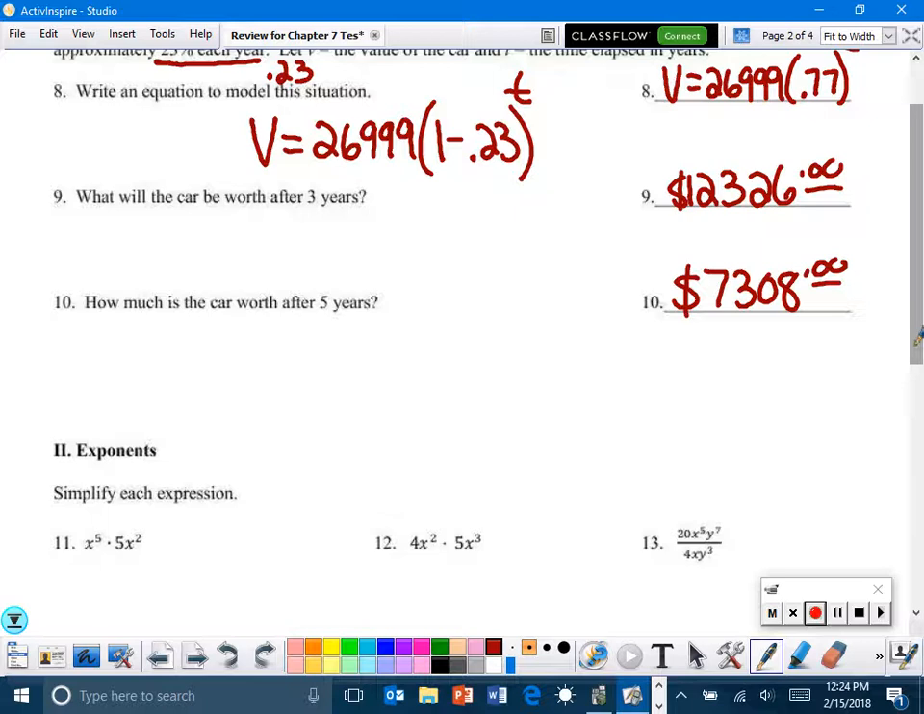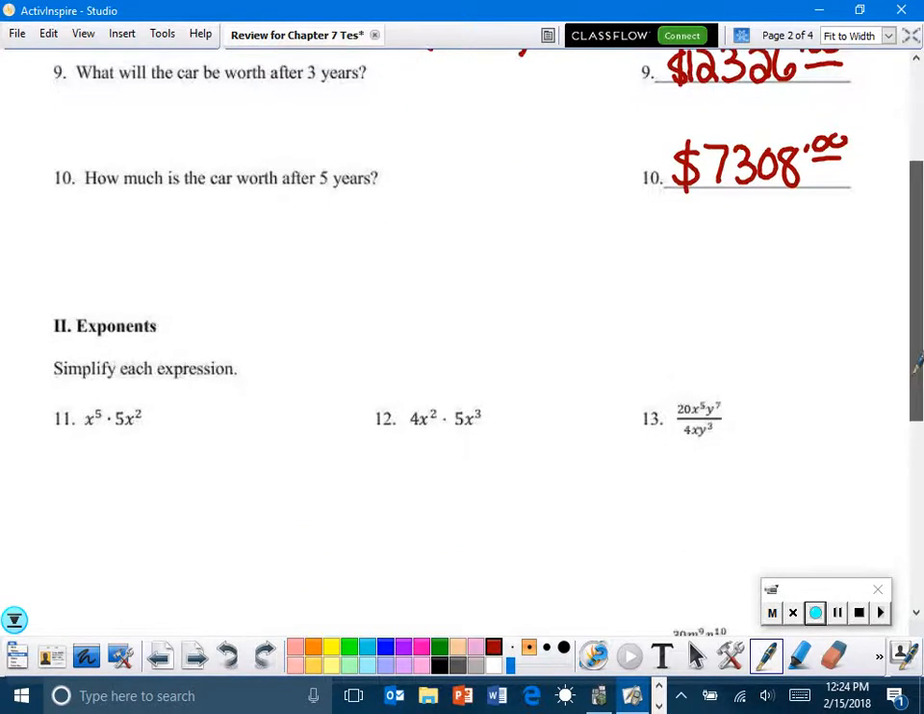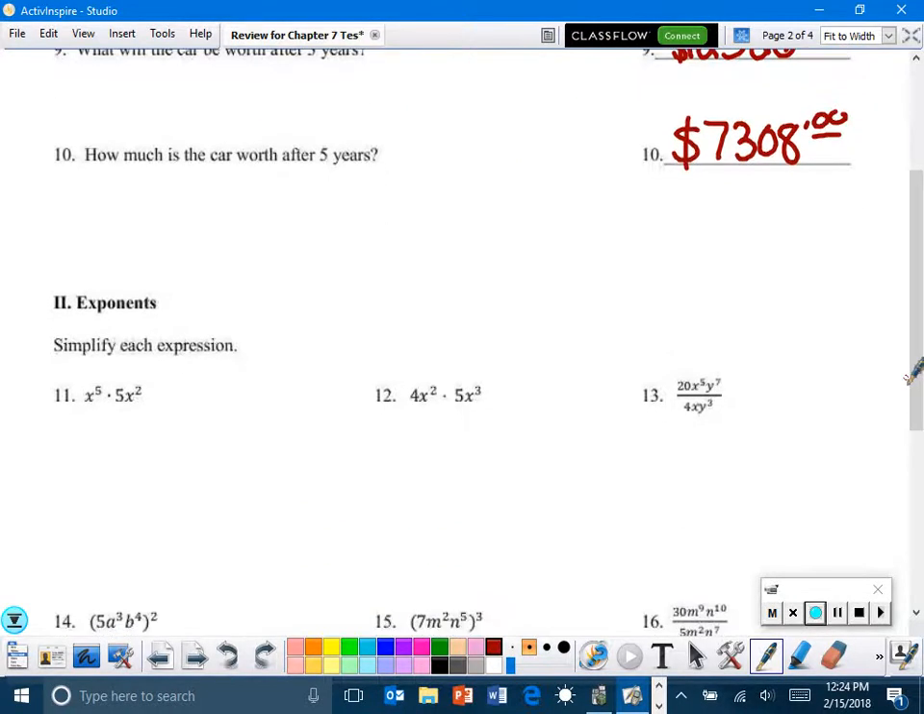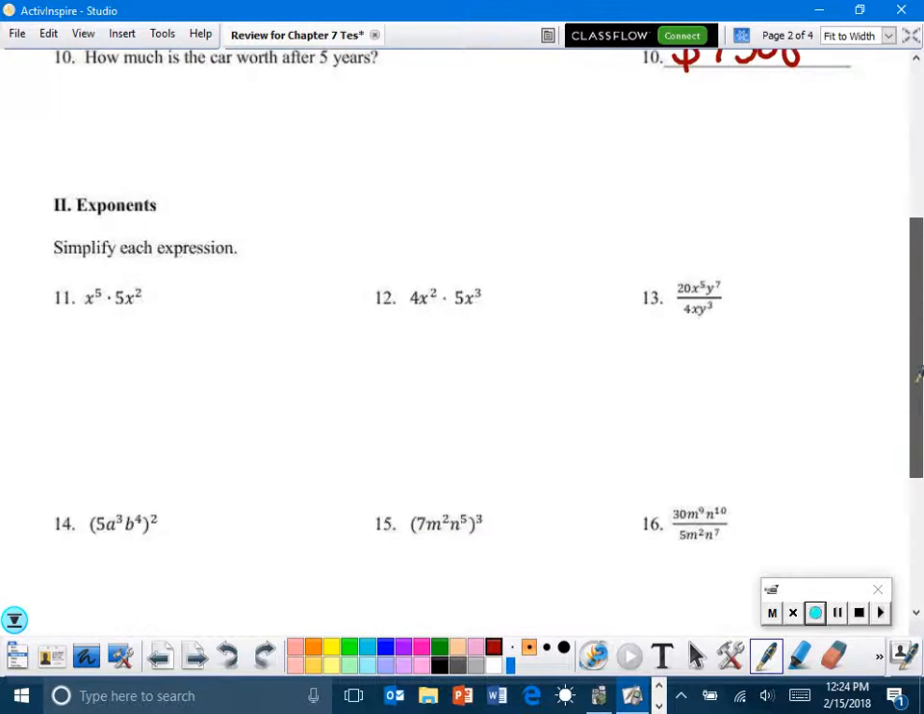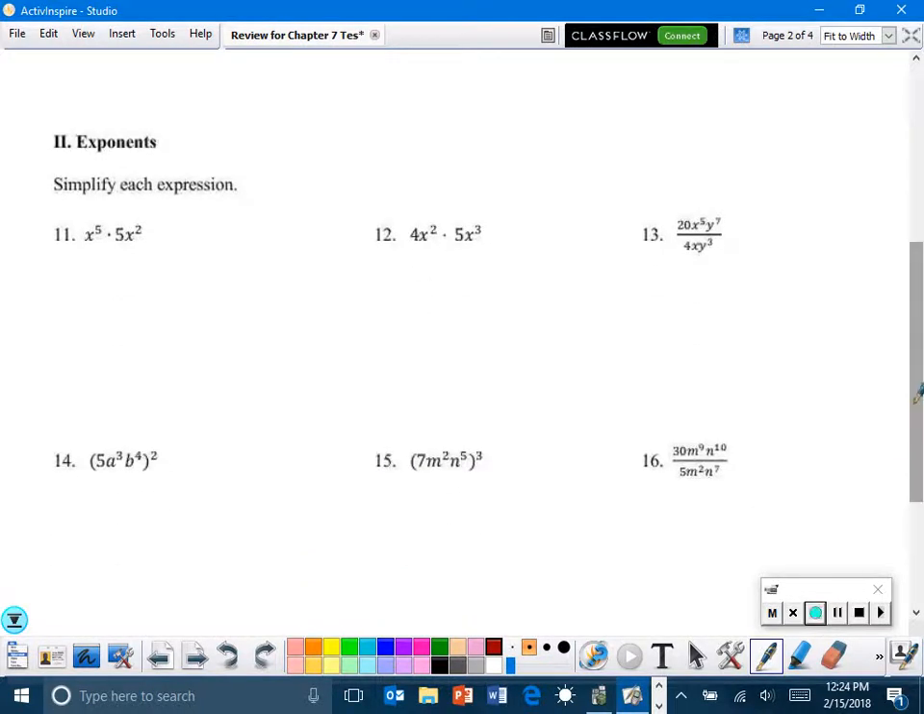Again, you make any extra notes that you need to yourself. You get to use this study guide while you're taking the test. Okay, exponents. Using some exponent rules. All right, number 11.